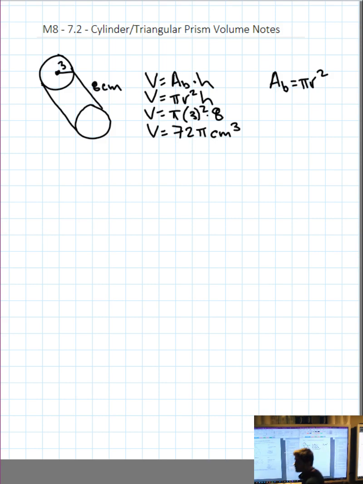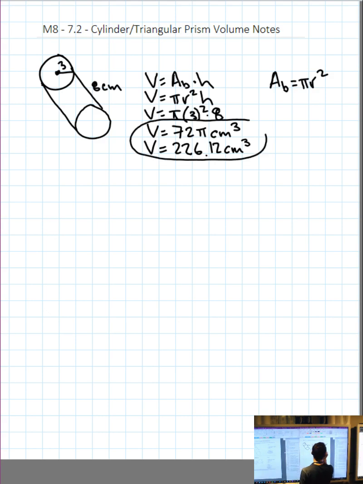Now, keep in mind, we can leave the answer in terms of pi, or we can multiply those numbers together. 72 times pi is equal to, remember, pi is 3.14159 etc., to however many decimals you want to go with. Let's go with 2 centimeters cubed. I'm going to circle both of those answers because both of those answers are good.